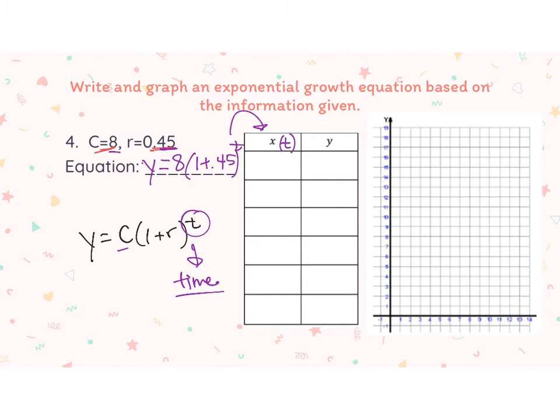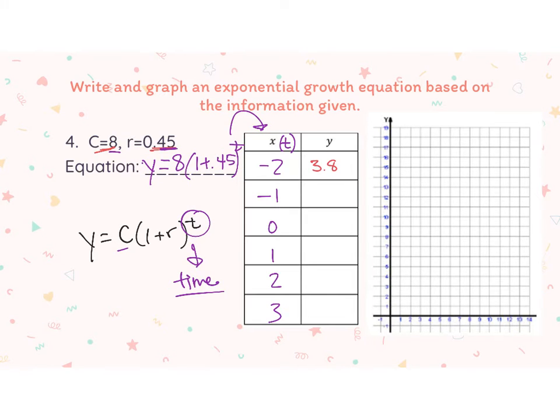Okay? Now, the way we graph these is the same as how we graphed our equations back in lesson 2, or lesson 3 maybe. We do -2, -1, 0, 1, 2, 3, and then go ahead and plug those into your calculator. So I'm gonna take that -2 power and plug it into my calculator. I type in 8 times, open a parenthesis and do 1 plus 0.45, close my parenthesis, raised to the -2 power.